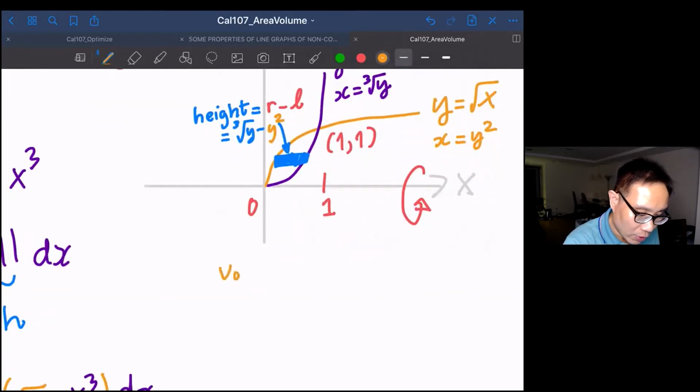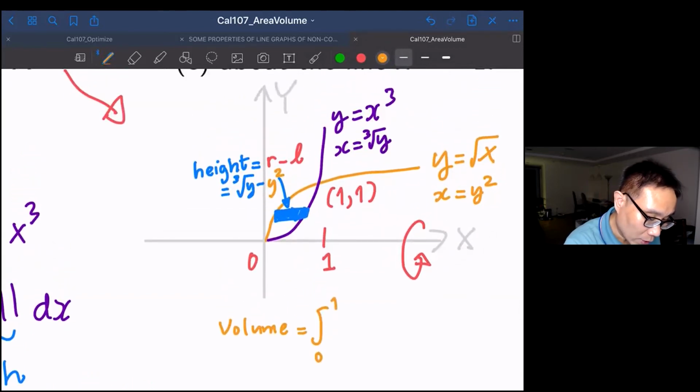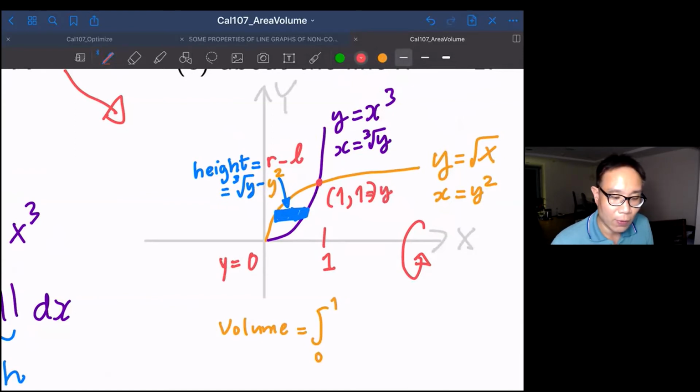So in this case, you get the volume equal to integrate from 0 to 1 again. Why do I have 0 to 1? Because you see that this point is the point 1, 1. So here y equal to 0 and here y equal to 1. Okay, y equal to 0 and y equal to 1. So I do have integral from 0 to 1, and you're going to integrate the shell dy.